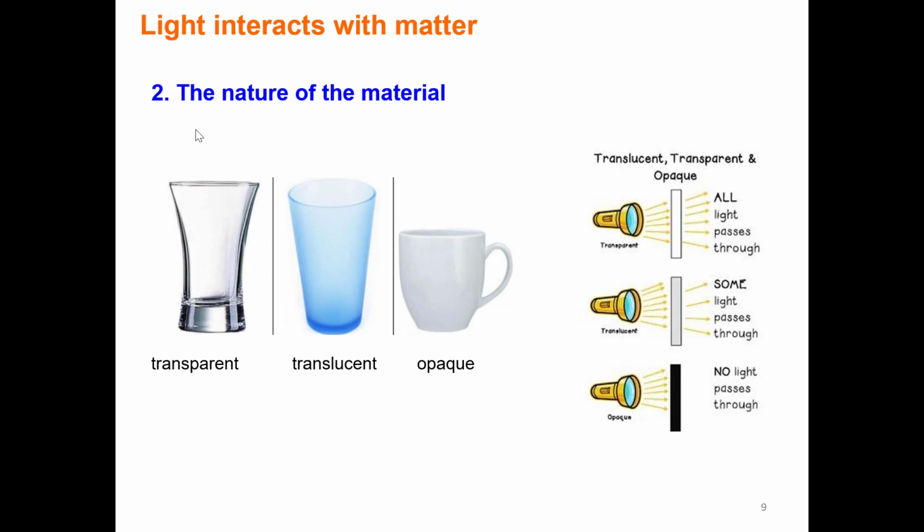Also, what is going to happen when light interacts with matter depends on the nature of the material. If the material is transparent, then all light passes through. If the material is translucent, then some light passes through, but some light is not going to pass. If the material is opaque, then the light does not pass through that material.